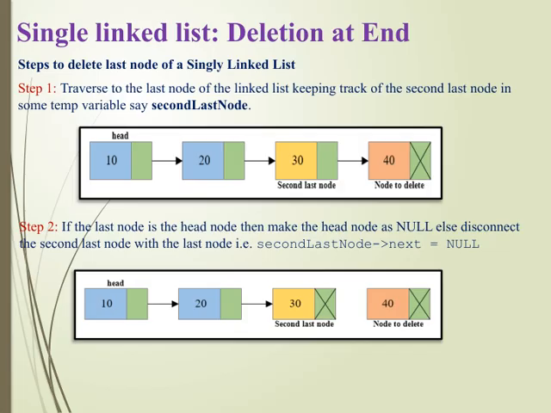Now, once we've reached the end, there's an important check to make. If the last node happens to be the head node itself, that means our list has only one node. In that case, we simply set the head to null, effectively deleting that sole node. But if the list has more than one node, we disconnect the second last node from the last node by setting second last node next to null. This step is crucial because it removes the reference to the last node, allowing us to delete it and maintain the integrity of the list.